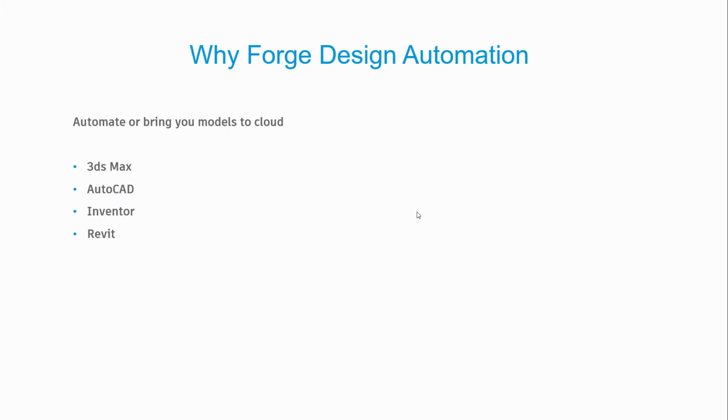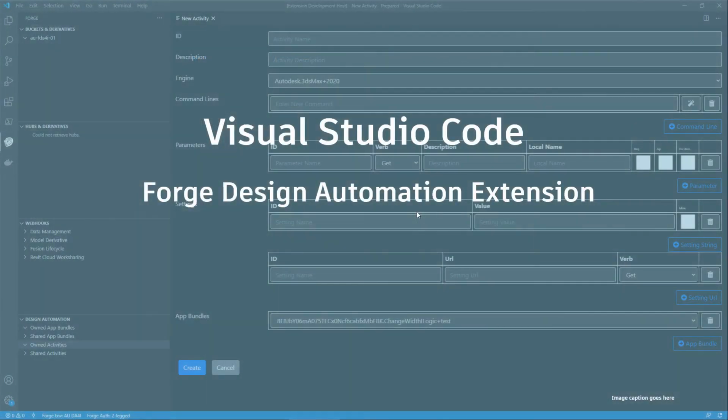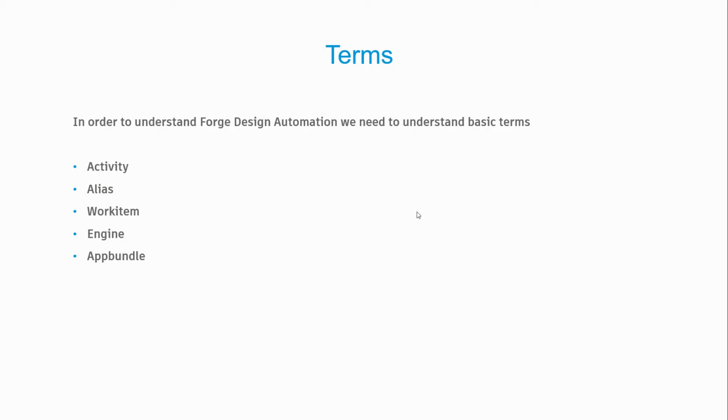Why you should be interested in Forge Design Automation? You have models created in 3ds Max, AutoCAD, Inventor, or Revit, and you would like to bring them on your web. Or you have some workflows you would like to automate on top of your model data. I'll do a demo using Forge Design Automation extension installed inside Visual Studio Code. It's the best tool for playing with Autodesk Forge, and it's also great for building your proof of concept. To understand Forge Design Automation, you need to understand some basic terms: activity, alias, Workitem, engine, or a bundle.